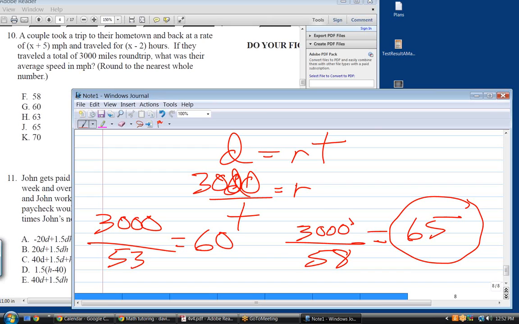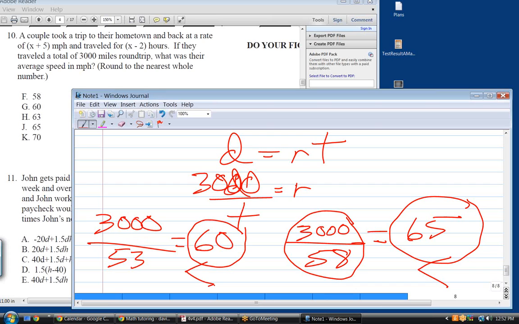In other words, this number came up less than 65. This number comes up, well, 5 goes into that 60, so 53 is going to go into less than 60. So in the first case, I came up with a number that was too small. In other words, 3,000 divided by 58 is less than 65. I thought that meant I needed a smaller number, so I went to the smaller number 60. I tried that, and I still came up with a number too small.